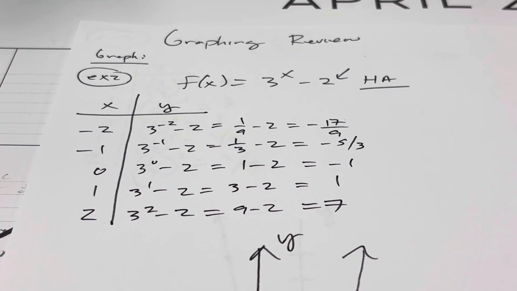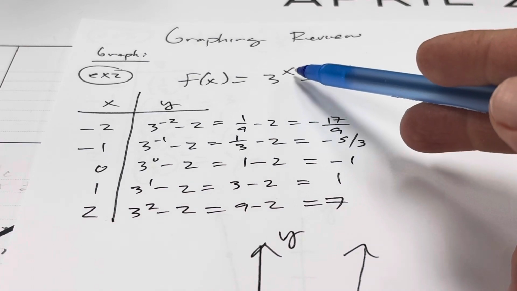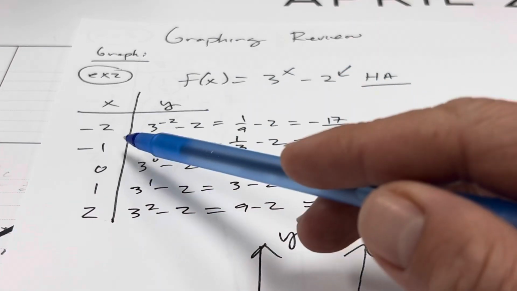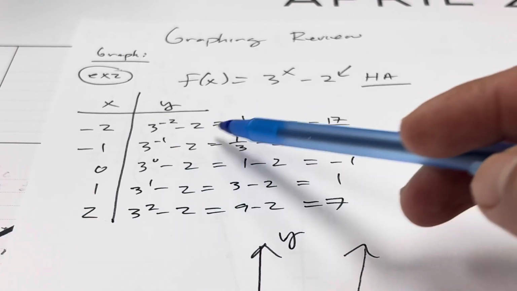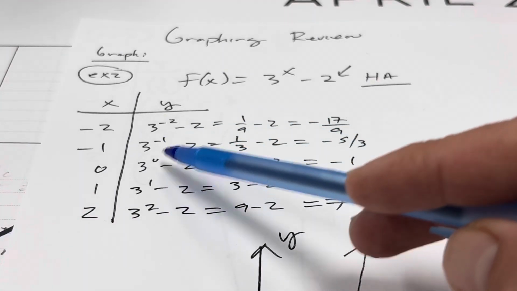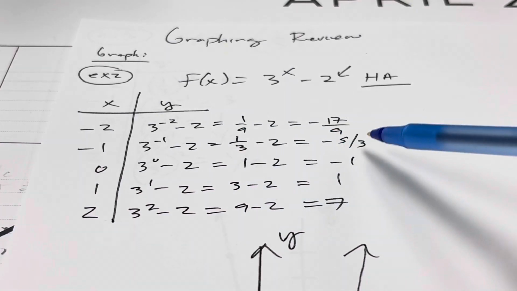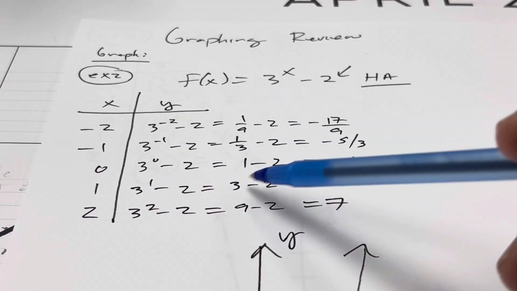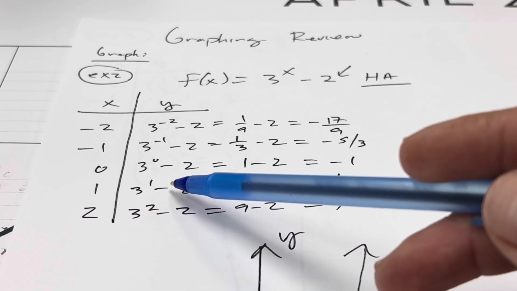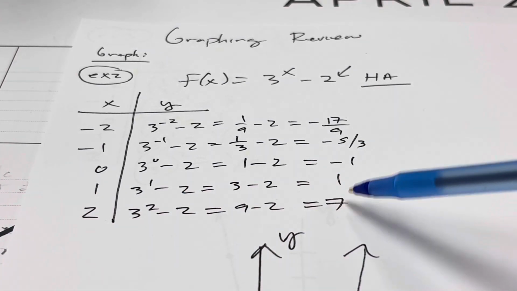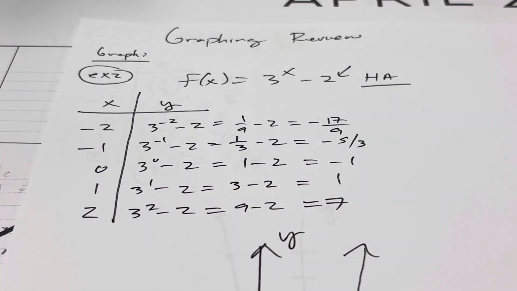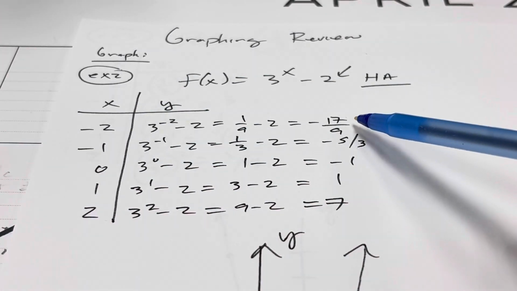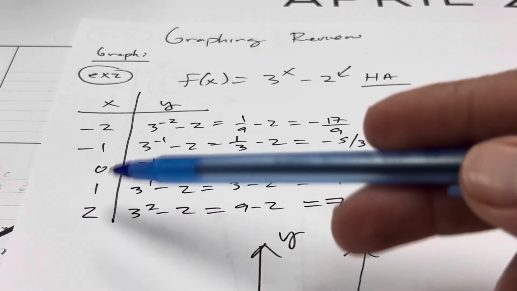All right. So if I plug -2 in for x, I get 3 to the negative second minus 2. If I plug -1 in for x, I get 3 to the negative first minus 2. If I plug in 0 for x, I get 3 to the 0 minus 2. If I plug in 1 for x, I get 3 to the first minus 2. If I plug in 2 for x, I get 3 squared minus 2. All right, so I want to graph -2, -17/9, -1, -5/3, and so forth.